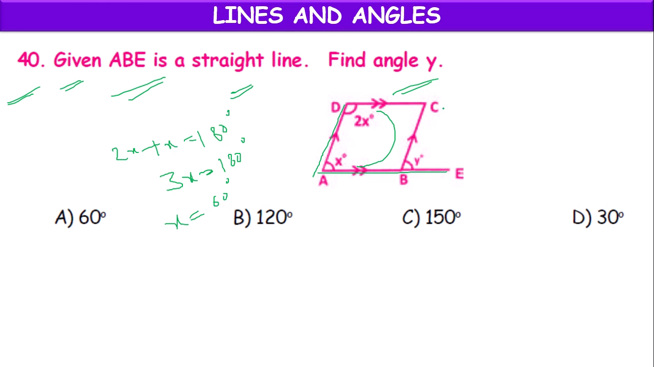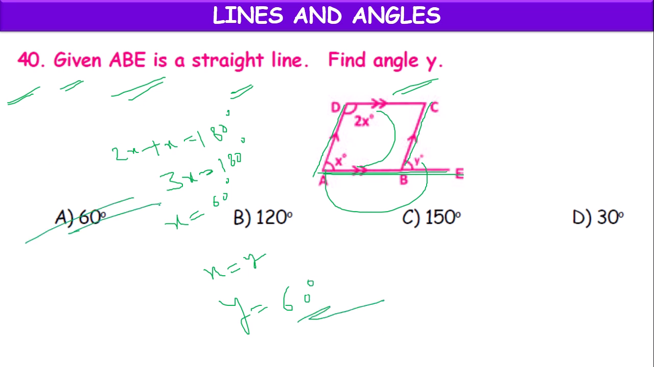And this AD is parallel to BC and ABE is the transversal. So this x and y will make corresponding angles. So x equal to y. So y also equal to 60 degrees. So option A is right.